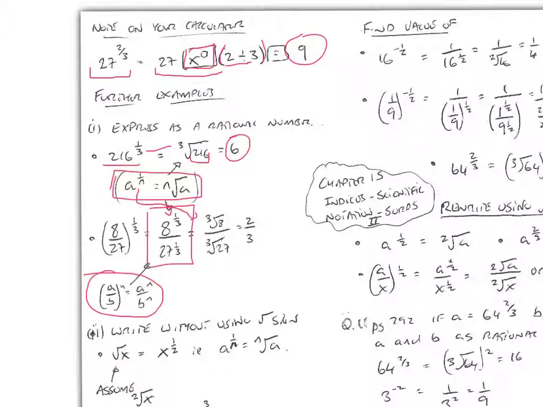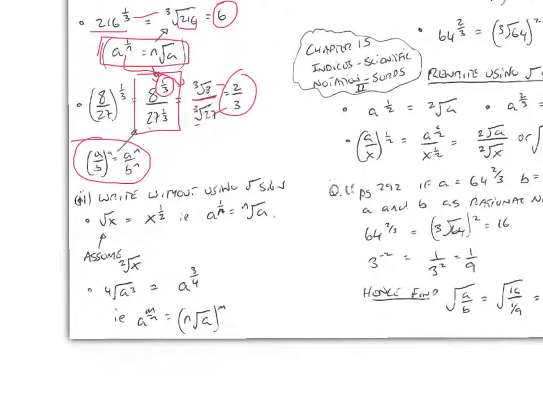so that 8 to the power of a third is the same as the cube root of 8, and 27 to the power of a third is the cube root of 27. It's 2 over 3. So what about these ones? Right, without using the square root sign. Square root of x is x to a half, okay, because that's the nth root of a is a to the 1 over n. So we're assuming that there's a 2 there, so that's a to the half.